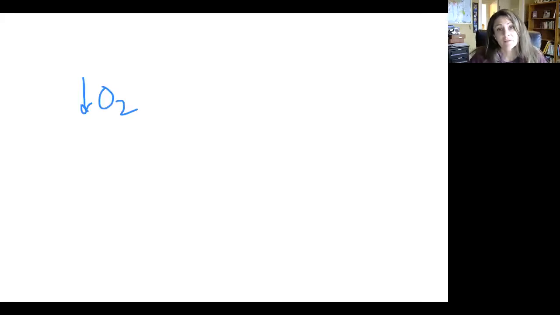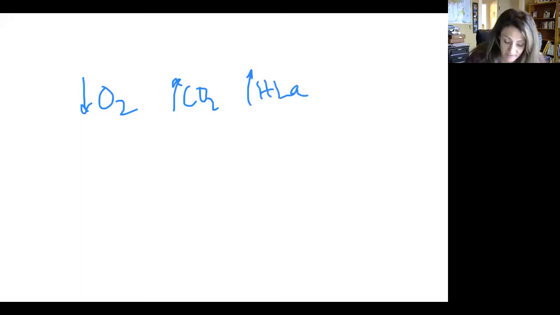The exercising muscles are producing carbon dioxide as a byproduct, right? So there's going to be high levels of carbon dioxide at the exercising muscle. The exercising muscle is also producing lactic acid, so there will be high levels of lactic acid. HLA is the abbreviation for lactic acid. And therefore, there will also be high levels of hydrogen from the lactic acid.